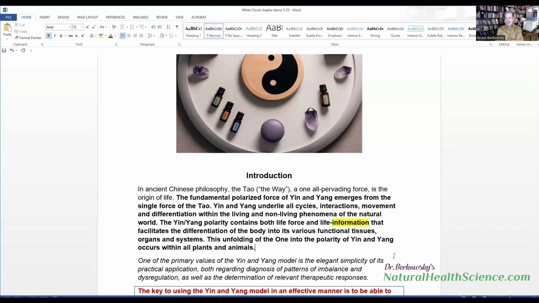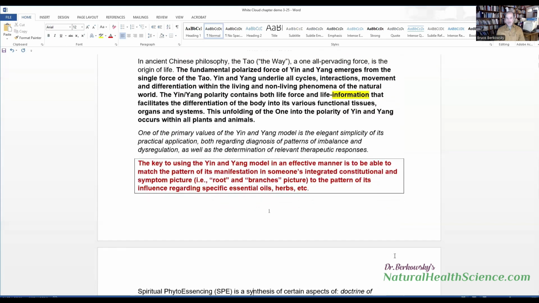So the yin-yang model not only helps you to understand your pattern of imbalance and dysregulation, it helps you determine, well, what do I do? What's my relevant therapeutic response? So the key to using the yin and yang model in an effective manner is to be able to match the pattern of its manifestation. Okay, is it yin? Is it yang? What's the balance and so forth in someone's integrated constitutional and symptom picture, root and branches picture?